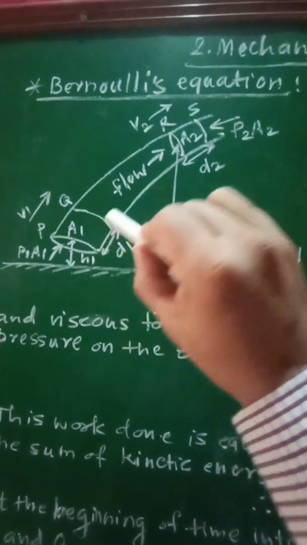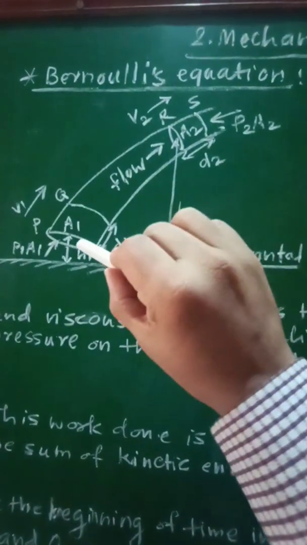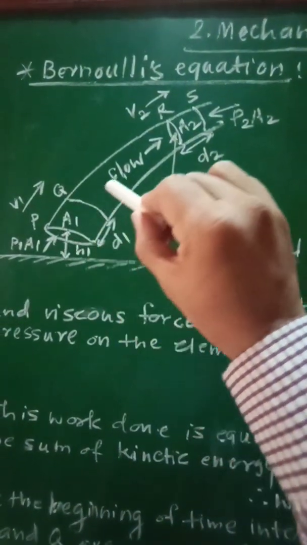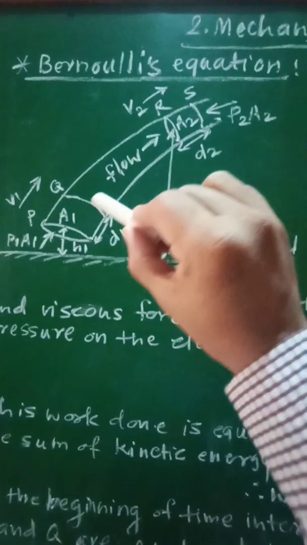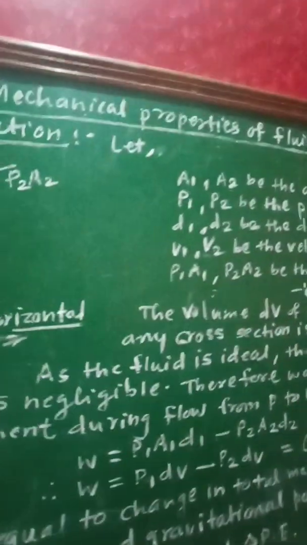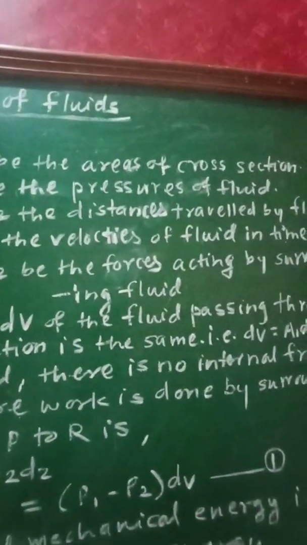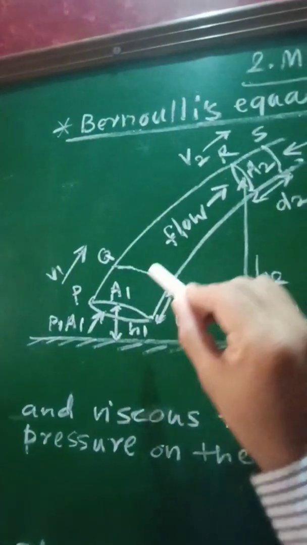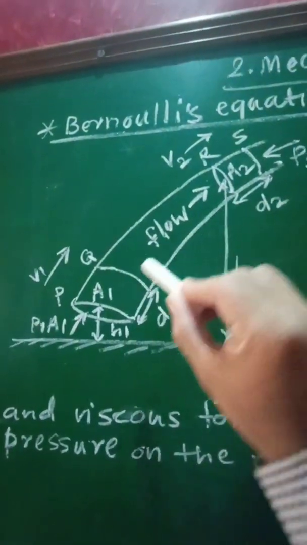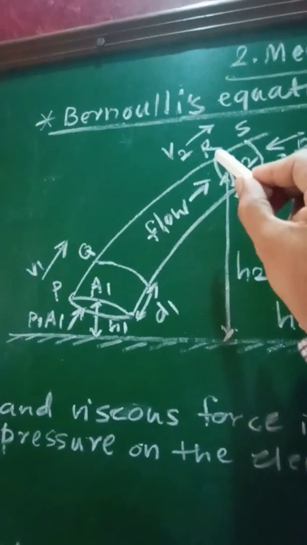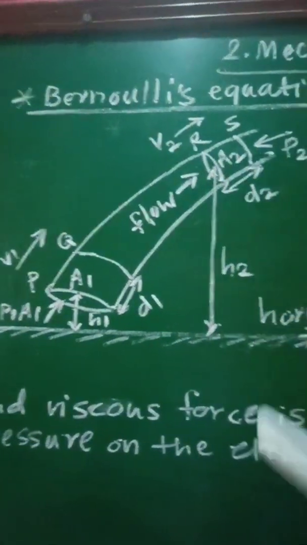with varying cross sections. That is, cross sectional area will change point to point along the length of this pipe. So let A1 and A2 be the areas of cross sections at the lower end P and the upper end R.